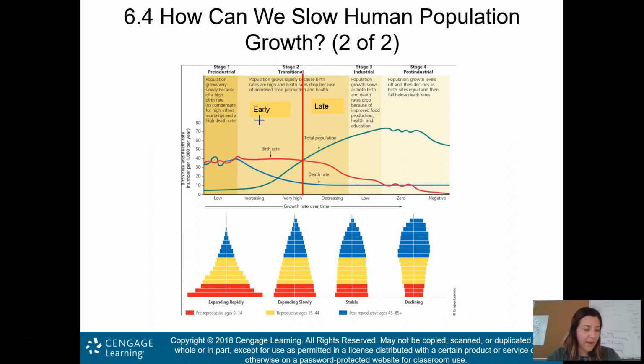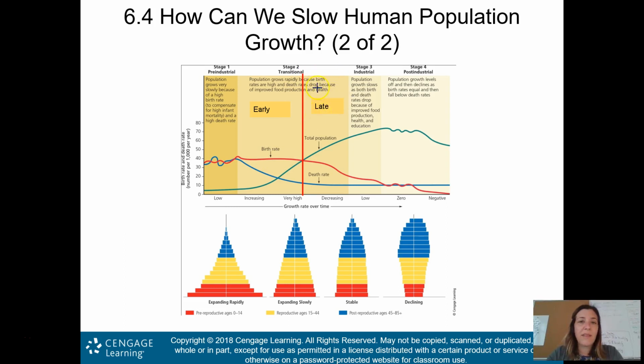This is where you've had a country that is doing better economically. They have improved food production and more access to healthcare, and so death rates are declining. You can see the blue line here is the death rates going down, but still fairly high birth rates, or they're fairly steady.